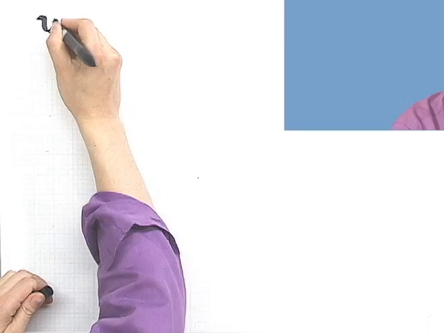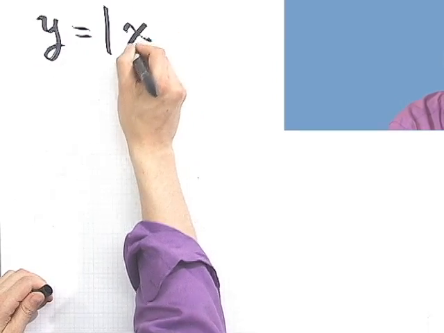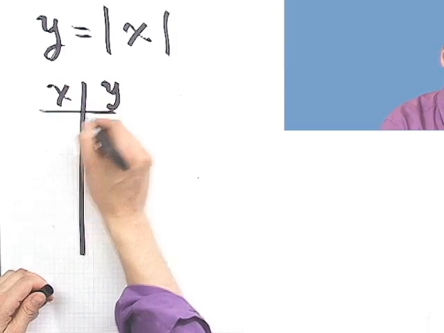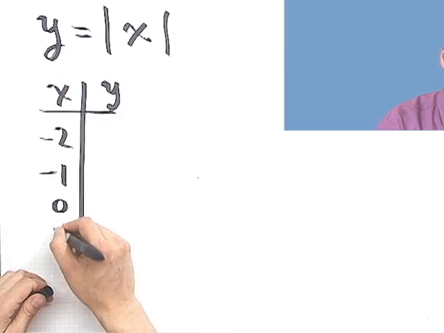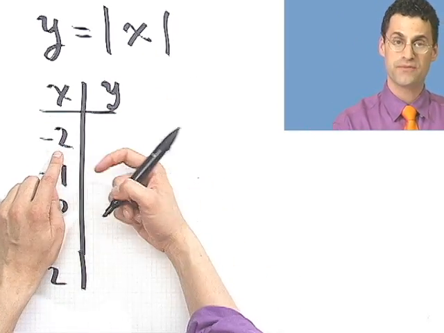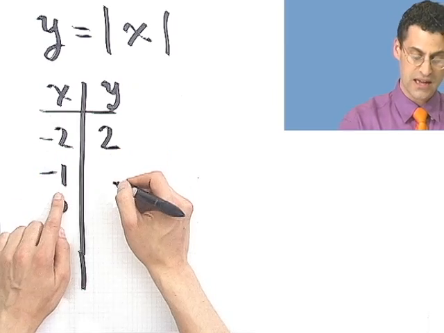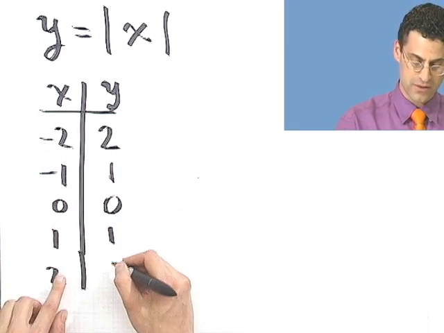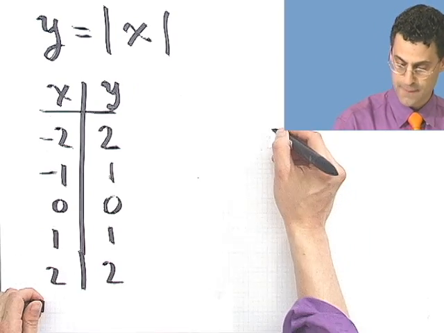OK, I thought I'd do one last one with you. And this last one is y equals the absolute value of x. So let's make a table of points here, x and y, and see what happens. Minus 2, minus 1, 0, 1, 2. So we're just taking absolute value of x. So absolute value of negative 2, that's just 2. Absolute value of negative 1 is 1. Absolute value of 0 is 0. Absolute value of 1 is 1. 2 is 2. That was pretty fast.